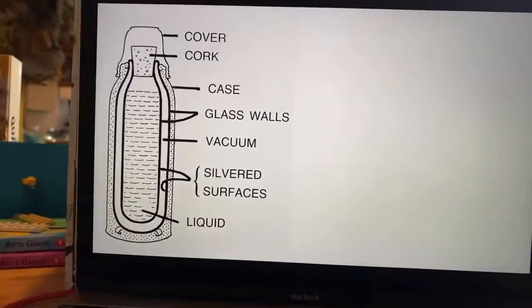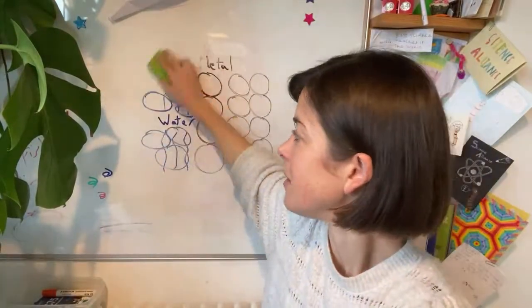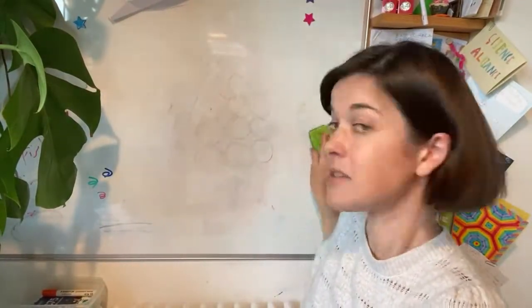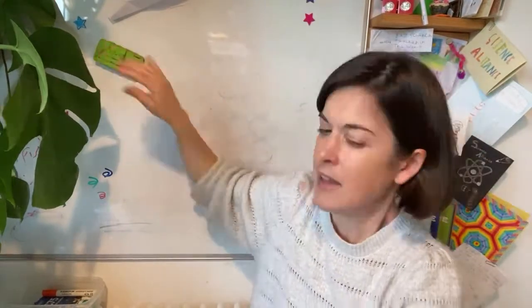Right, let's set up our next activity. That was all conduction. Conduction is basically how heat travels through solids. We're going to start looking at convection, which is how heat travels through liquids and gases. So I'll set it up, but while we're setting it up, I'll tell you a little bit about insulators.